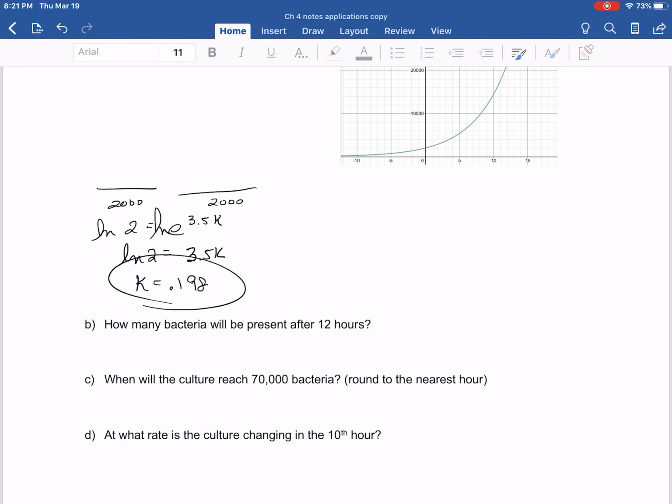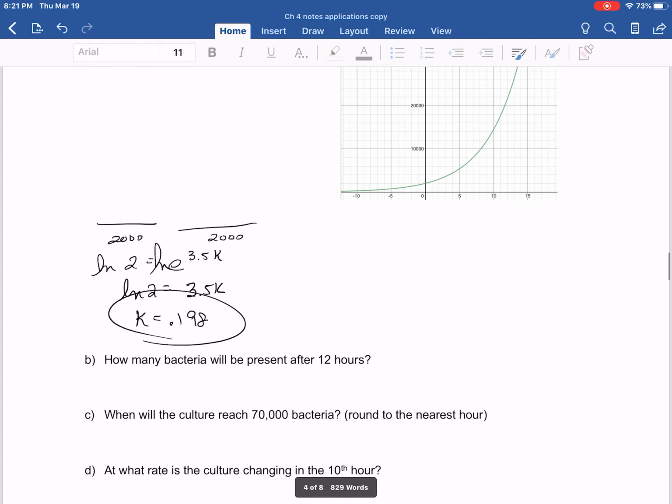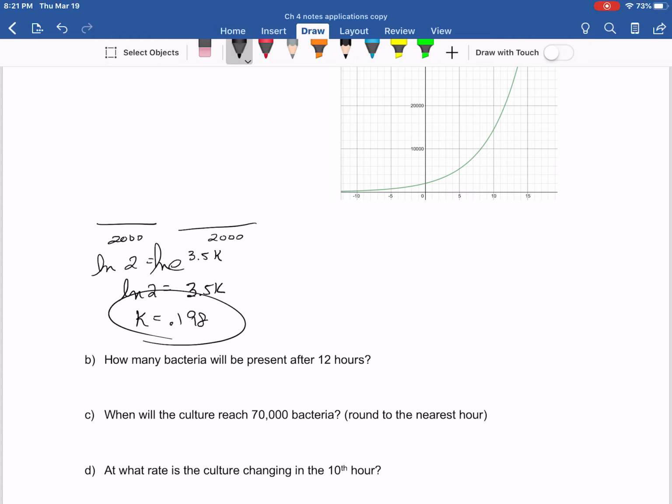How many bacteria will be present after 12 hours? So 12 hours means you locate 12 on your graph. 12 on the graph is here. And you're going to go up to your graph. If this is on your calculator, you're going to get a pretty exact answer. You're just going to hit the trace button. And after you hit trace, you type in the value 12. And it should spit out the y-coordinate, which is 21,523.5. Q of 12 is 21,523.5. And we're counting bacteria.